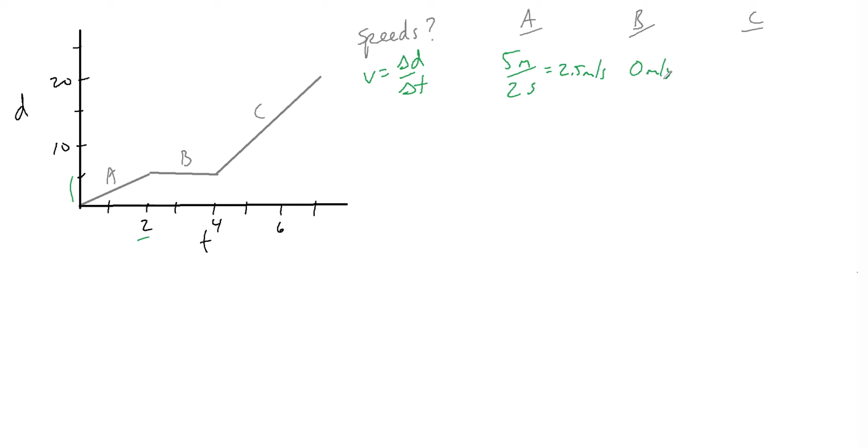That's the easy one. And for C, let's do the same type of thing. How far and how long? So how far did it go? Well, it started here at 5 meters and went up to 20 meters. So it went up 15 meters. And how long did it take? Well, it went from 4 seconds to 7 seconds. So that took 3 seconds. So 15 divided by 3 would be 5 meters per second.